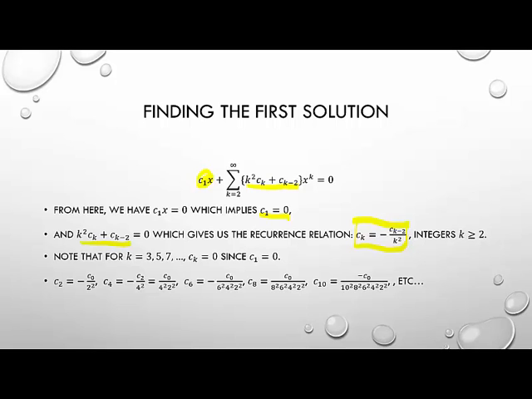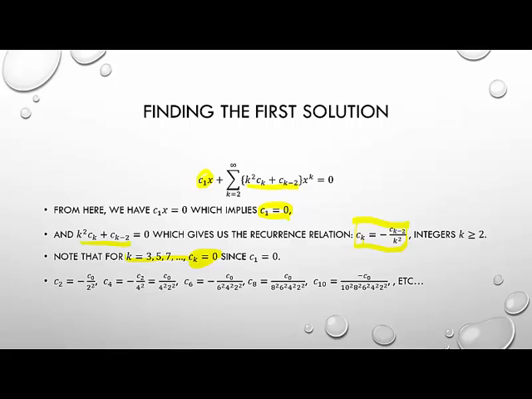Now, if k was an odd number, like 3, if k is equal to 3, this will refer back to c1, and c1 is equal to 0. If k was equal to 5, this would refer back to c3, which refers back to c1, which is equal to 0. And so all our c_k, where k is an odd number, will become 0, so they can all be taken out.